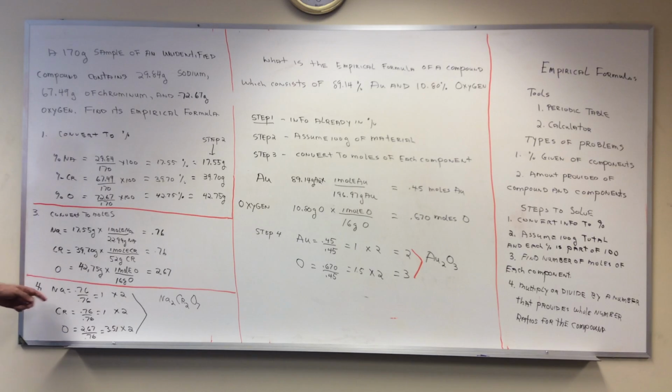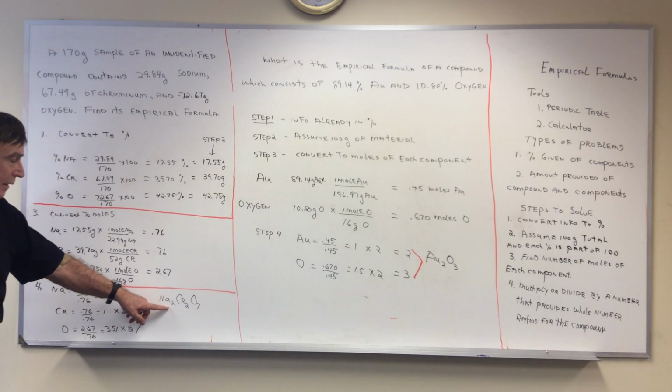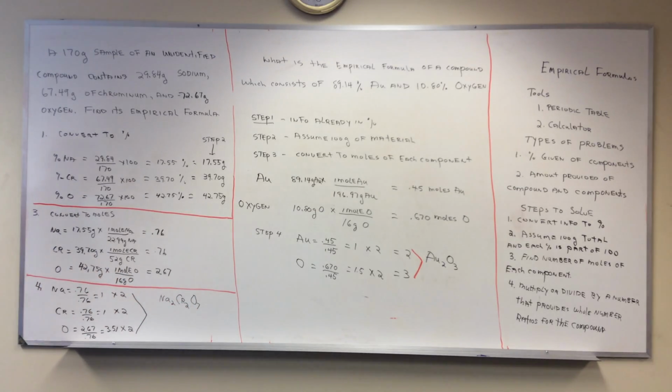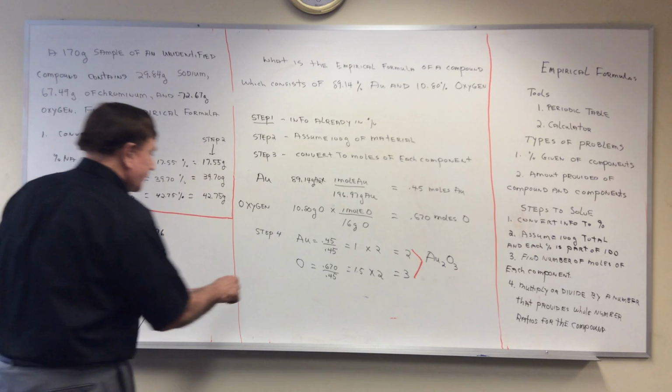Obviously, we have to divide everything by the smallest number, which takes us to step 4. Step 4: sodium is 1, chromium is 1, oxygen is 3.51. Okay, same problem. We've got to multiply it by a whole number that gets us to a whole number. In this case, it's 2. Now we end up with Na2Cr2O7. That's the answer.